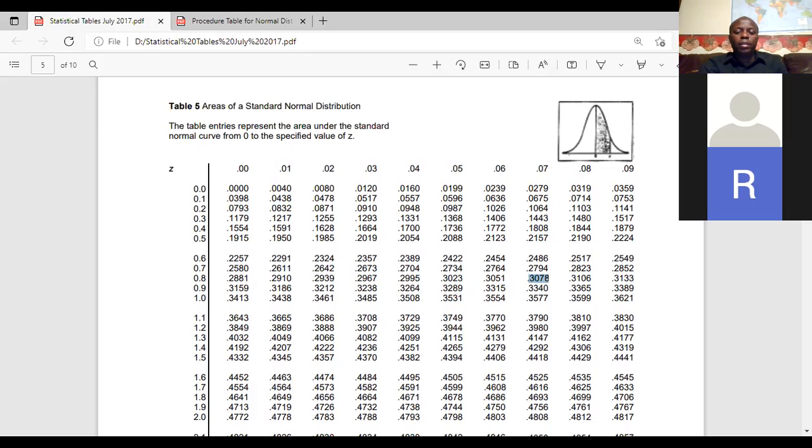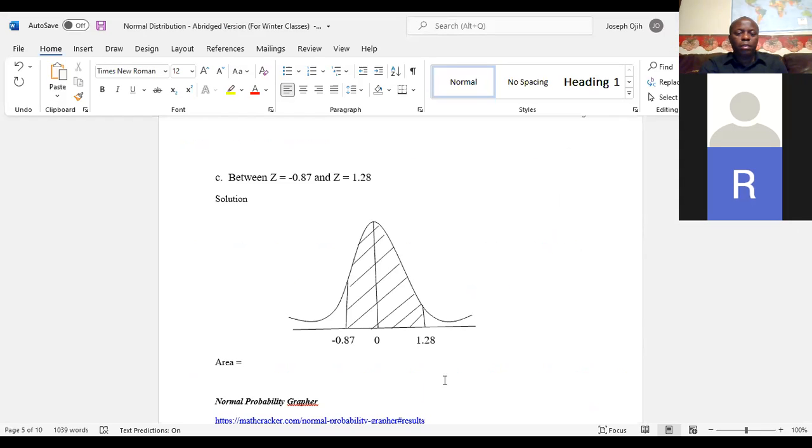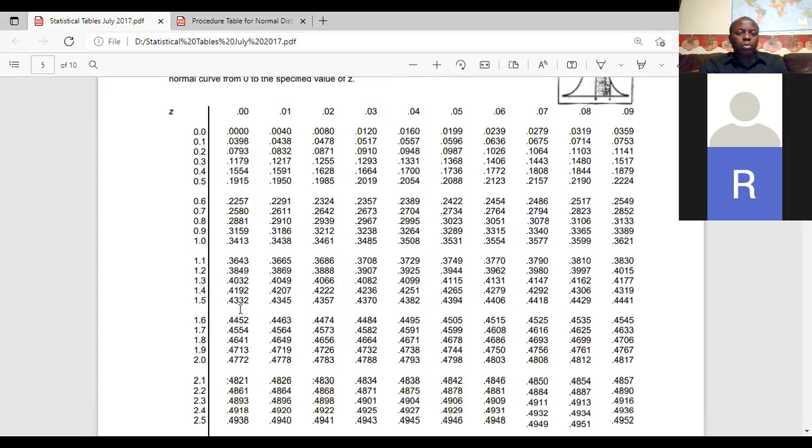The other number is 1.28. You look for it. See, 1.2, you go under 8. You can see 8 right there. 0.3997.